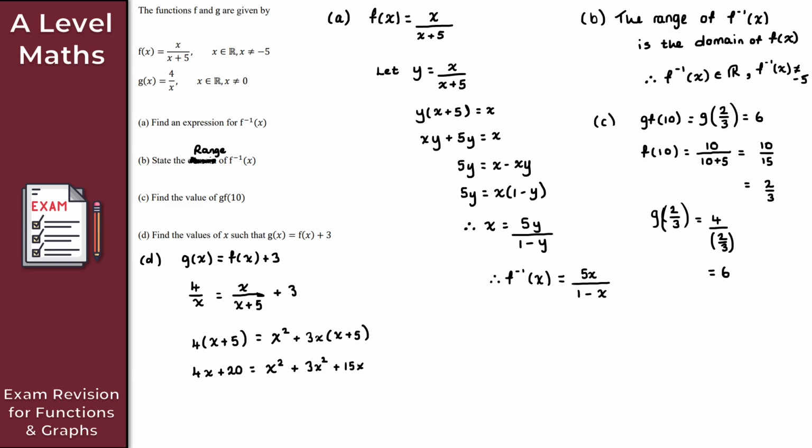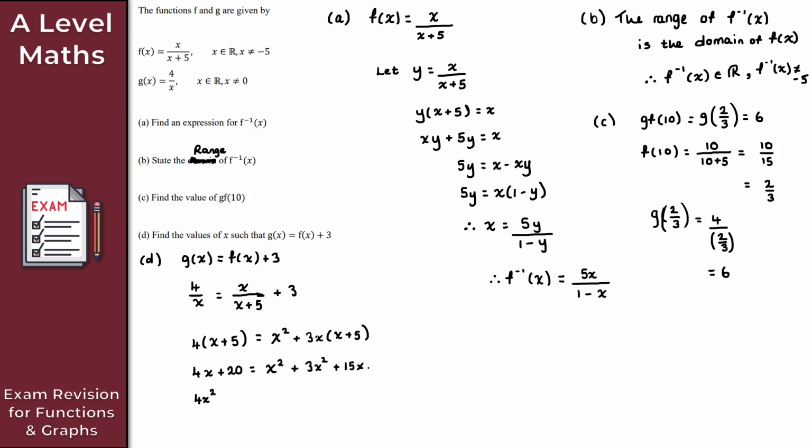So what we need to do here then is basically just get everything onto one side, so that one side of this equation is 0. And what we can do then is solve for x, right? We're going to get a quadratic here, so we should get two values of x. So I've got x squared plus 3x squared there, so that's 4x squared.